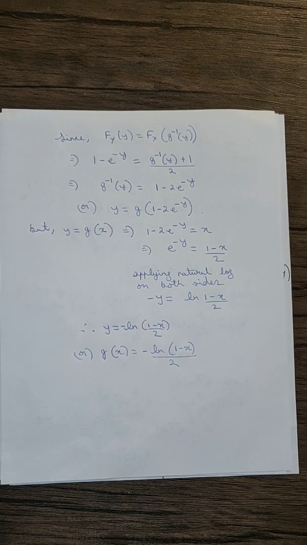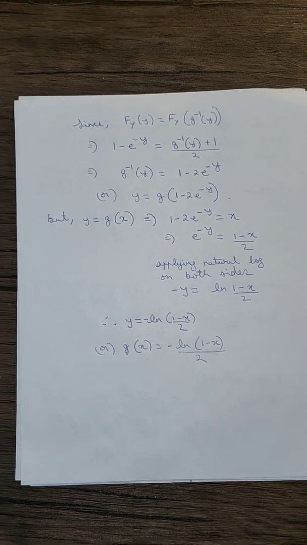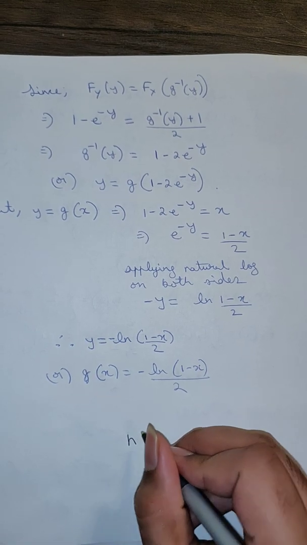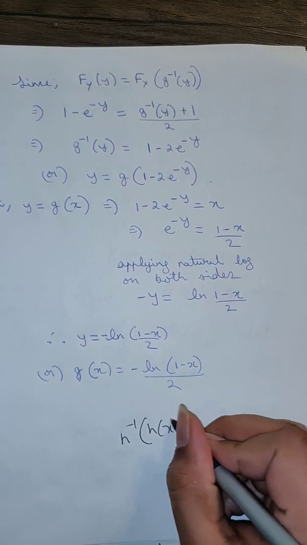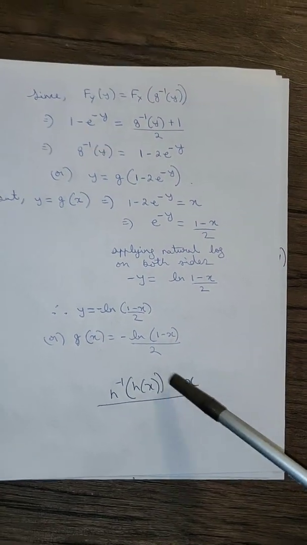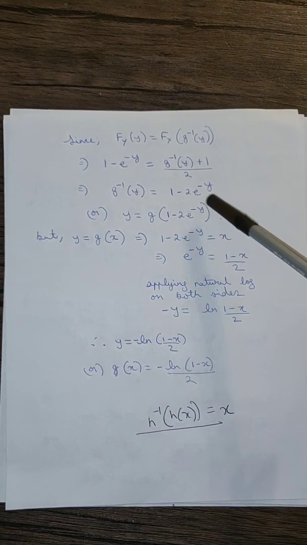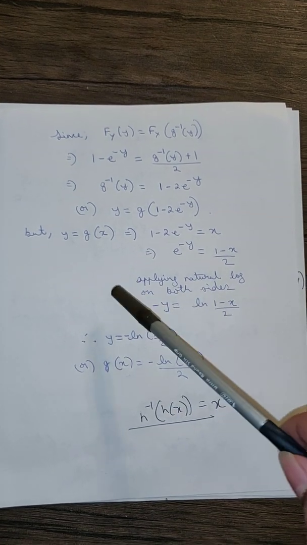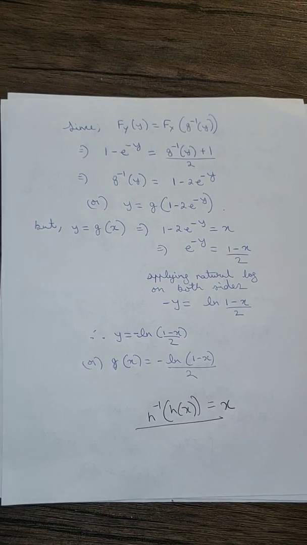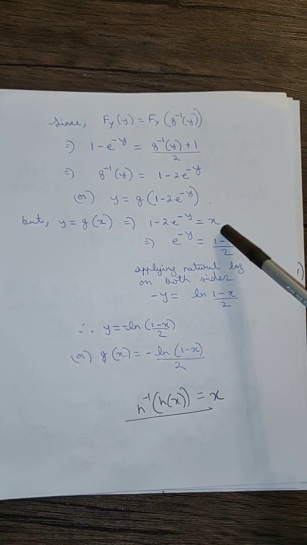Since the function is invertible, we take g of y on both sides. Using the property that h inverse of h of x is equal to x, we get y equal to g of (1 minus 2 e to the power minus y). But we know y is g of x. So the question is given, y is g of x. So x is equal to this part, which is 1 minus 2 e to the power minus y is equal to x.